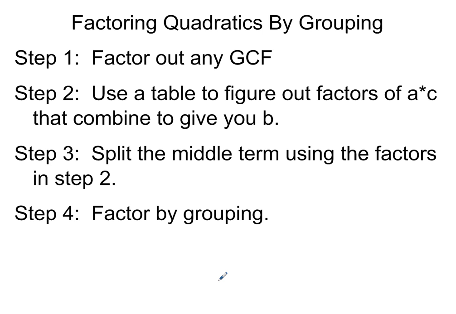So then step 2, we're going to use a table to figure out what factors of a times c combine to give me that middle term, that b value. So in step 3, we're going to use that table to split up the middle term. And then our last step is to factor by grouping. Feel free to pause if you need to copy down these steps. We're going to continue on.